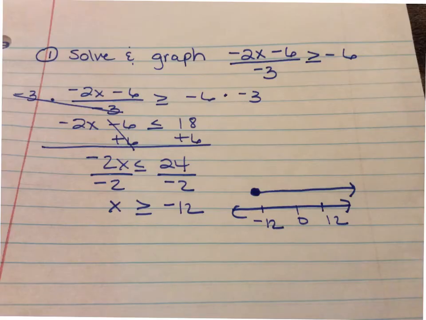Okay, here's the answer to number 1. If you will notice in the first step when I multiplied both sides by -3, I actually had to switch the sign. So right here, make sure you do the same thing. And then as I go down at the end, when I divide both sides by -2, I also had to flip the sign because I divided both sides by a negative. So your answer is x is greater than or equal to -12.